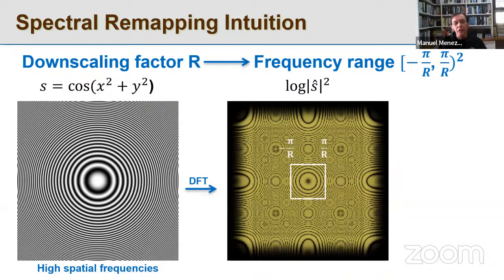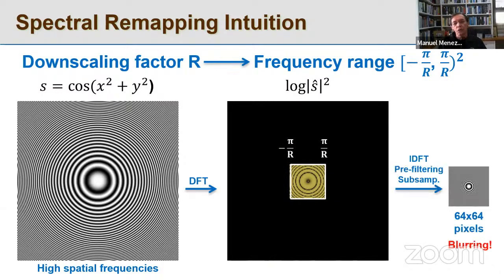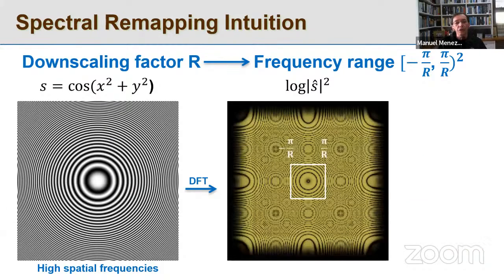One thing is that even though only the frequencies inside this square are representable, if we decide to perform reconstruction using only those frequencies, then we will get a result that is equivalent to pre-filtering, and therefore the result will look blurry. So, in order to avoid discarding those relevant high frequency components, we instead propose to map those frequencies inside this region.